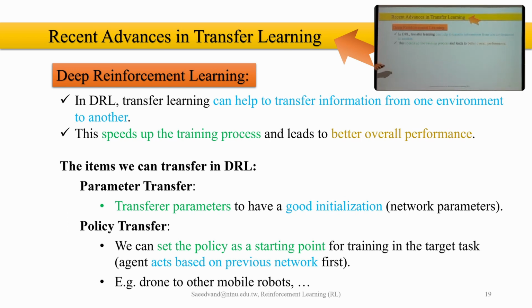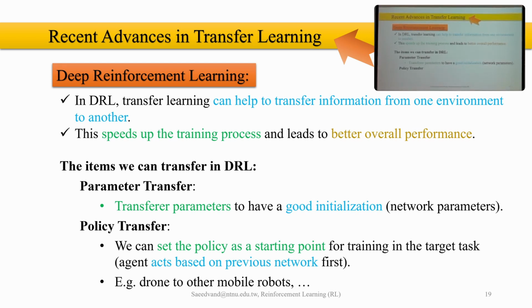Before discussing what happens, we say it speeds up the training process and gives better overall performance on training new agents. What can we transfer between agents in deep reinforcement learning? We can transfer the parameters. Parameters means the weights of the network, as I exemplified many times. Like you have trained one network for agent A, for agent B you can transfer the same weights and parameters, and those can be a good initialization for the network instead of random initialization.